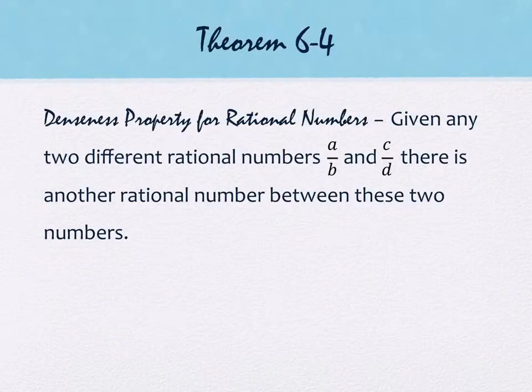All right, a little bit of a different topic we didn't discuss last time is the idea about density, or the denseness of rational numbers. The denseness property of the rational numbers says the following. If you have two rational numbers, a over b and c over d, and they do have to be different, there is another rational number between those two numbers.